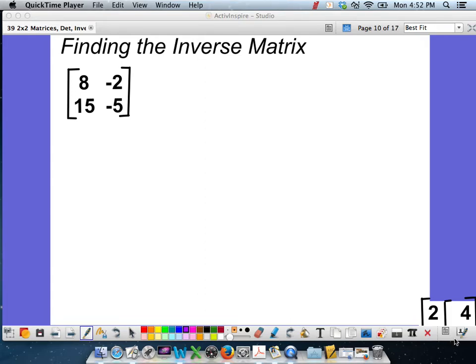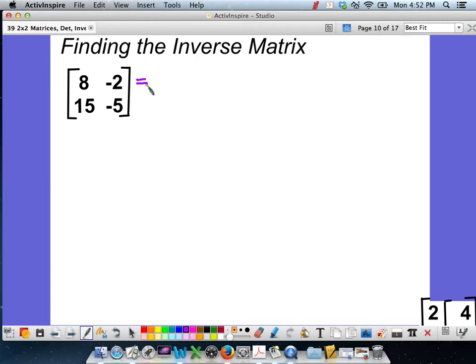I want to give a few examples of finding the inverse of a matrix. For this, we have to do a few steps. The first thing we have to do is find the determinant of the matrix. So if I want to find the determinant of the matrix, remember it's A times D minus B times C.